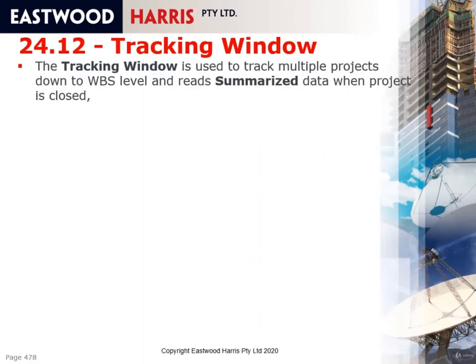Tracking window. The tracking window is used to track multiple projects down to WBS level and read summarized data when the project is closed. And so the tracking window will show histograms either by week or by month when the project is closed, but you can drill right down to a lot of detail when it's open, and also you can select the WBS level that a project is summarized at.